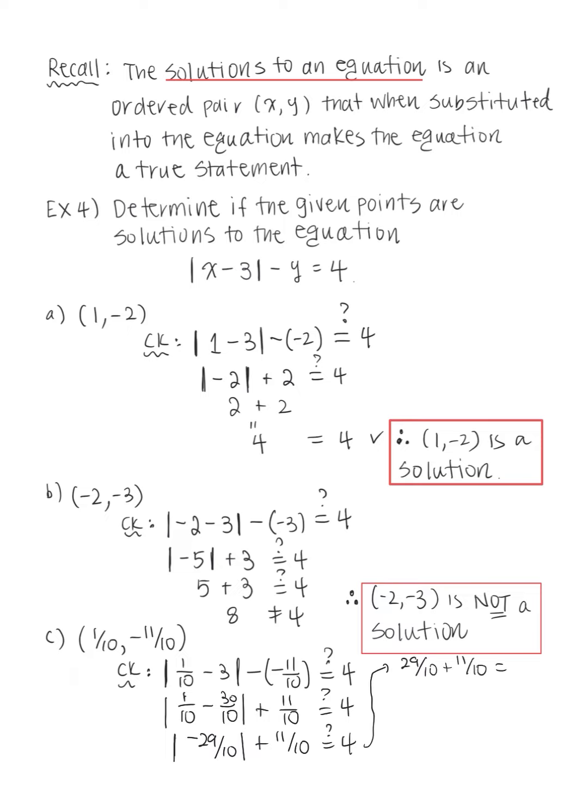Okay, now what is 29 plus 11? Isn't it 40? So we have 40 over 10, which is going to equal 4, which is the right-hand side. So guess what? I know that it looks really ugly. However, negative 10 comma negative 11 over 10 is a solution to the equation.